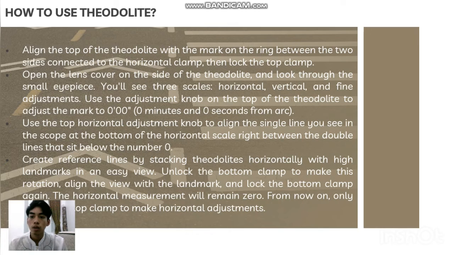5. Open the lens cover on the side of the theodolite and look through the small eyepiece. You'll see three scales: horizontal, vertical, and fine adjustment. Use the adjustment knob on the top of the theodolite to adjust the mark to 0 minutes and 0 seconds of arc. Use the top horizontal adjustment knob to align the single line you see in the scope at the bottom of the horizontal scale right between the double lines that sit below the number 0.